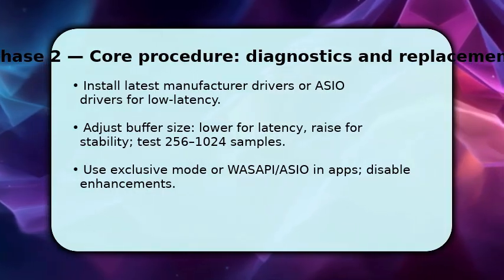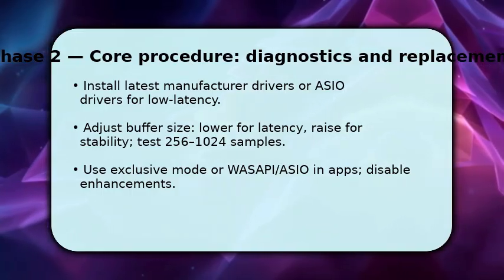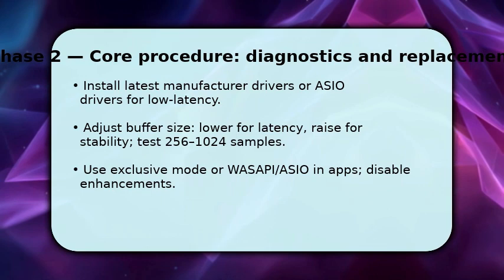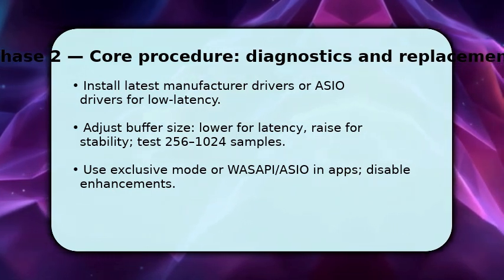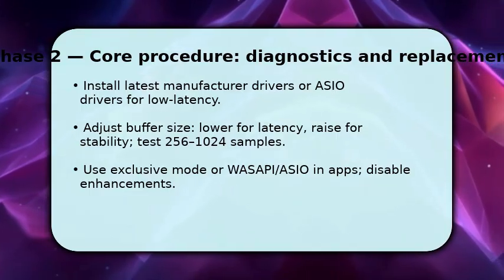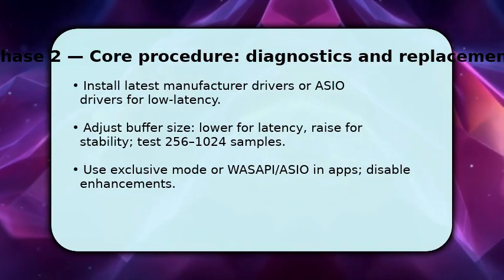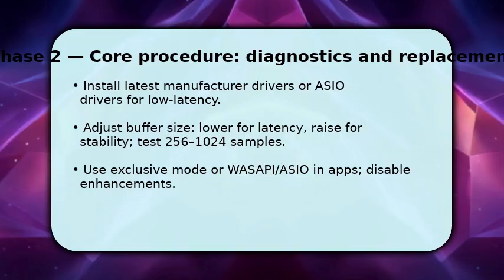Then open your DAW or recording app and set buffer size. Start at 256 samples, raise to 512 or 1024 if you hear dropouts. Lower it if latency is the problem. Also select exclusive mode or WASAPI/ASIO in apps and disable Windows enhancements to avoid software processing that colors sound.